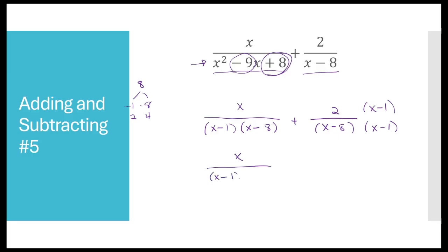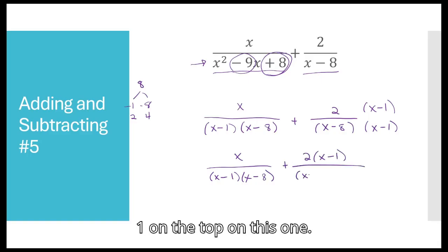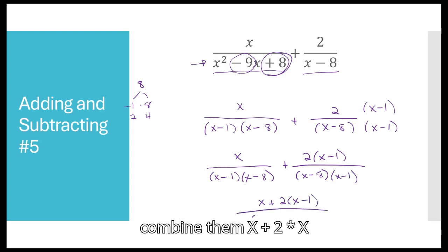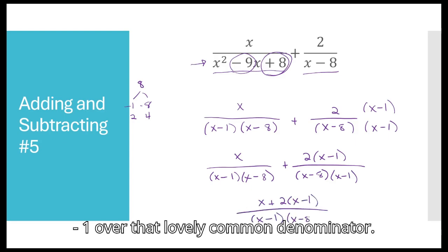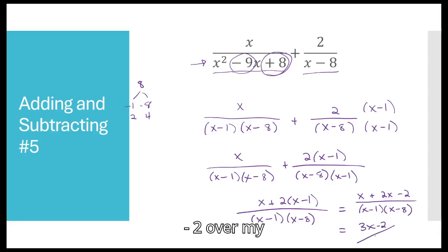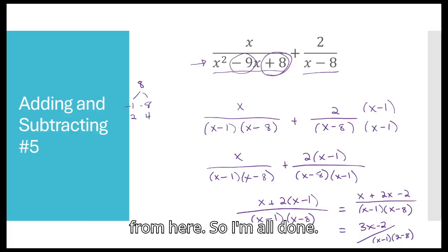So I've got x on the top on that one, and 2 times x minus 1 on the top on this one. Denominators are equal, so I can just combine them. x plus 2 times x minus 1 over that lovely common denominator. So I've got x plus 2x minus 2 over all of that. So it's 3x minus 2 over my denominator. Nothing's going to cancel from here, so I'm all done.